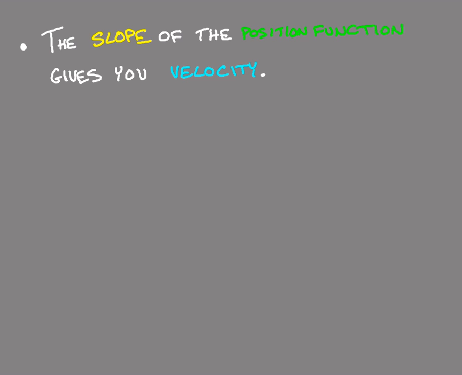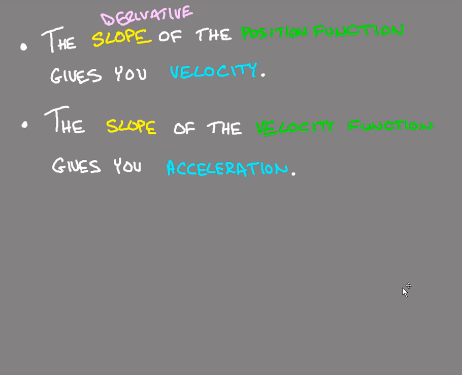The slope of position gives you velocity, and when we say slope here in calculus, we should be thinking the word derivative. So the derivative of a position function is a velocity function. Same way we said the slope of a velocity function gives you acceleration. That means, yes, the same thing: the derivative of velocity gives you acceleration.